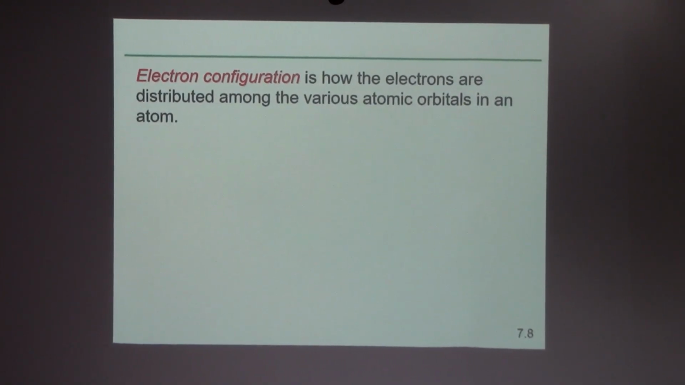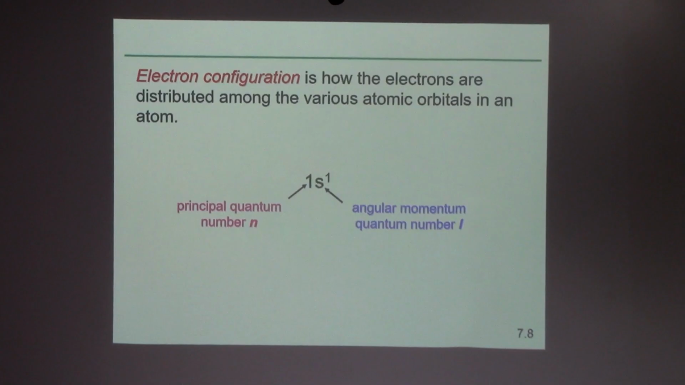So electron configuration, one more time, is how the electrons are distributed among the various atomic orbitals in an atom. So for hydrogen, the electron configuration is 1s1. So what does this tell us? It tells us that the electron of hydrogen is in the first shell, because the principal quantum number n equals 1, the angular momentum quantum number l equals 0, and it only has one electron. The superscript here tells us how many electrons are in that orbital.